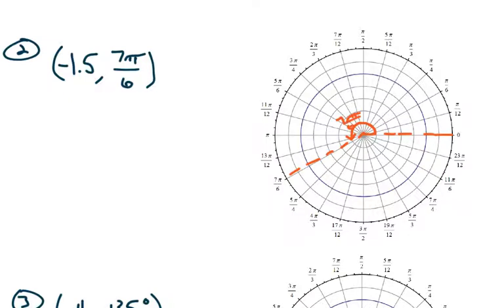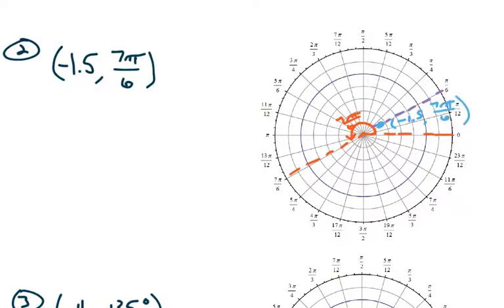Now, 1.5. So normally 1.5 would go out this way, but since it's negative, we're going to go back the opposite direction. So we're actually going to follow the pi over 6 line, which is this one over here. So I'm still going to draw this in blue, but 1.5 is going to be right in this general area. This right here is the point negative 1.5, 7 pi over 6.